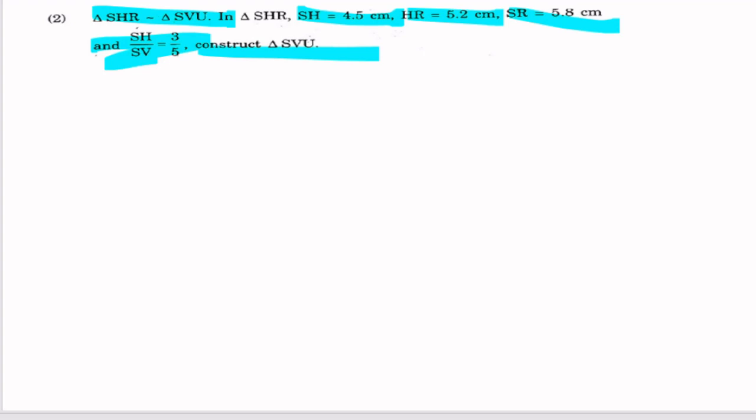What you have to do first? First, you have to draw one line, that is SH, and this will be your 4.5. And from point H, you have to take distance, how much? Say 5.2, and you have to draw one curve using compass. From point S, take distance 5.8 and draw another curve. After that, join this line, and this will become your SHR. Once this becomes SHR, you got the triangle SHR.